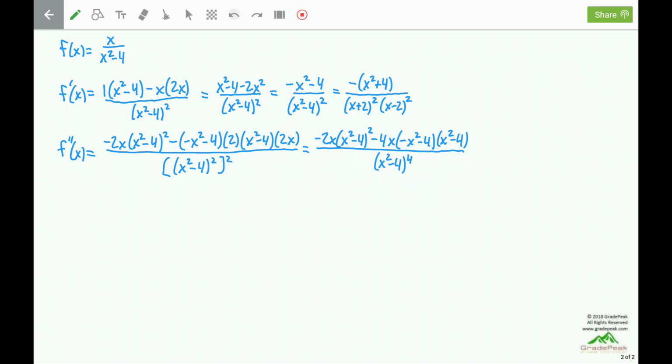We want to fully factor the second derivative. There is a common factor from the constants in front of each, negative 2 and negative 4. We can factor out a negative 2. There's an x in each, so we can factor out an x. And there is a power of x squared minus 4 in each. The first term has a power of 2. The second term has a power of 1. We can factor out the lower of the two powers, which will be the power of 1.